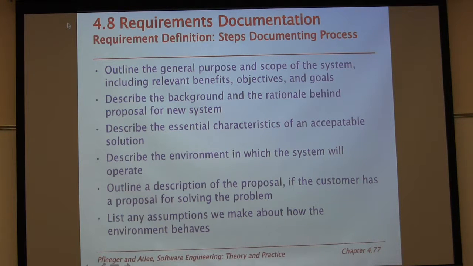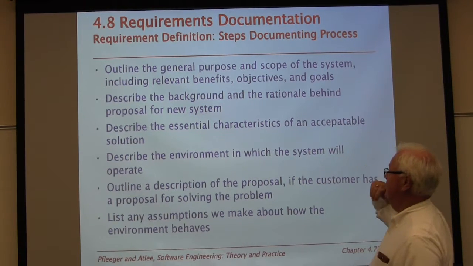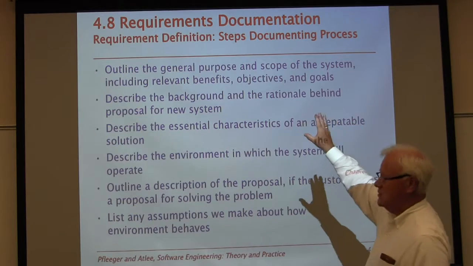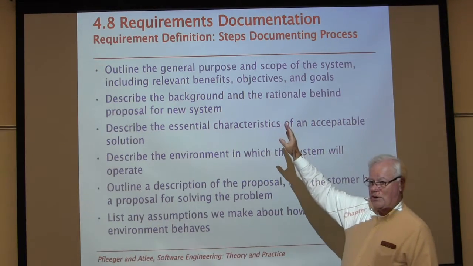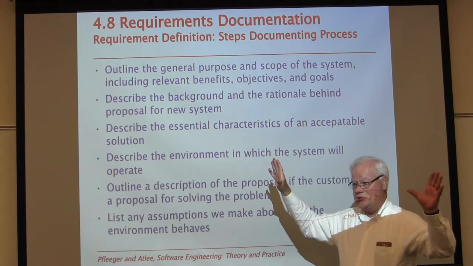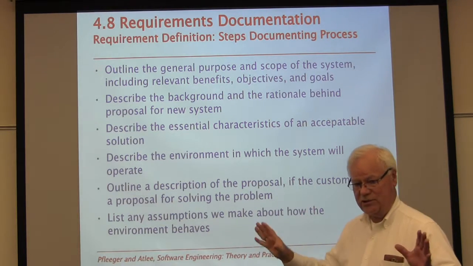Okay, so 4.8. How do we build the requirements definition? The steps within the documenting process. So we're going to outline the general purpose and the scope of the system, relevant benefits, objectives, and goals. This is kind of what you were given when you were hired to build this project, right? This is a high-level story about what it is we're building. Are we building a payroll system, and what is it supposed to do?